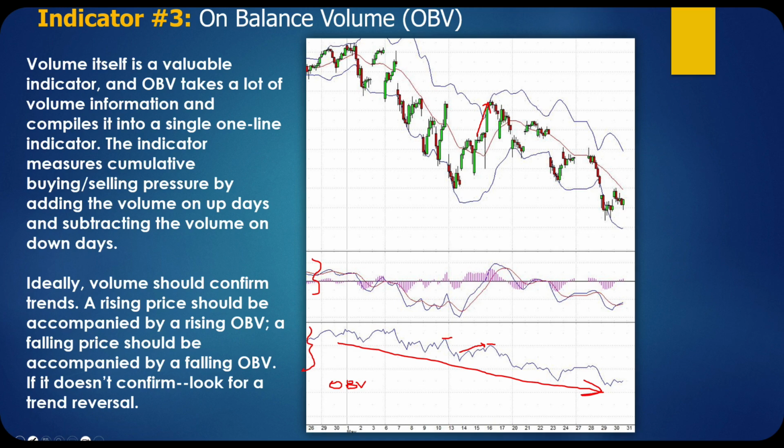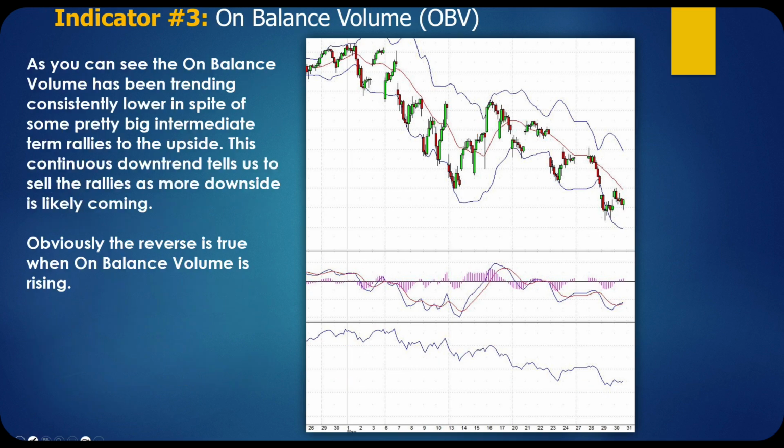That's really valuable information, because in the real world, when you're looking at these charts, you're always wondering, is this a breakout? Is this a sustained breakout? Have we really changed trend? Or should I short this breakout? Should I try and sell the top and ride it lower? So as you can see, the on-balance volume has been trending consistently lower in spite of some pretty big intermediate term rallies to the upside. This continuous downtrend tells us to sell the rallies as more downside is likely coming. Obviously, the reverse is true when on-balance volume is rising.